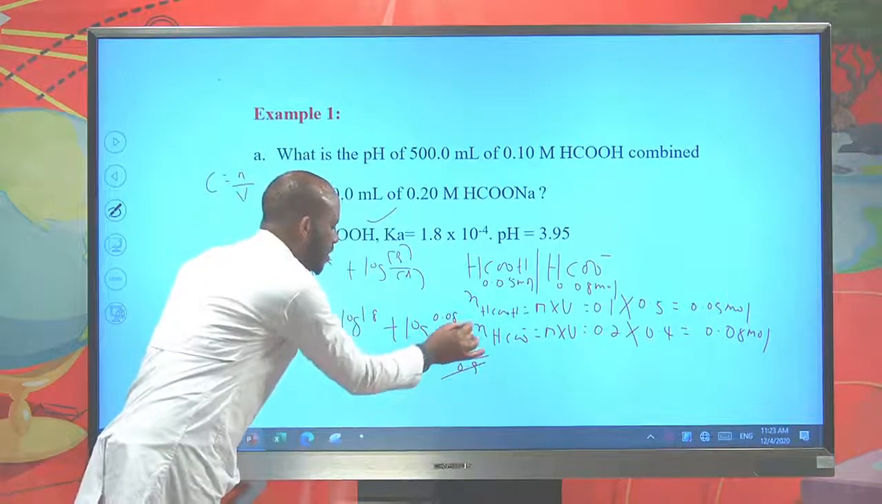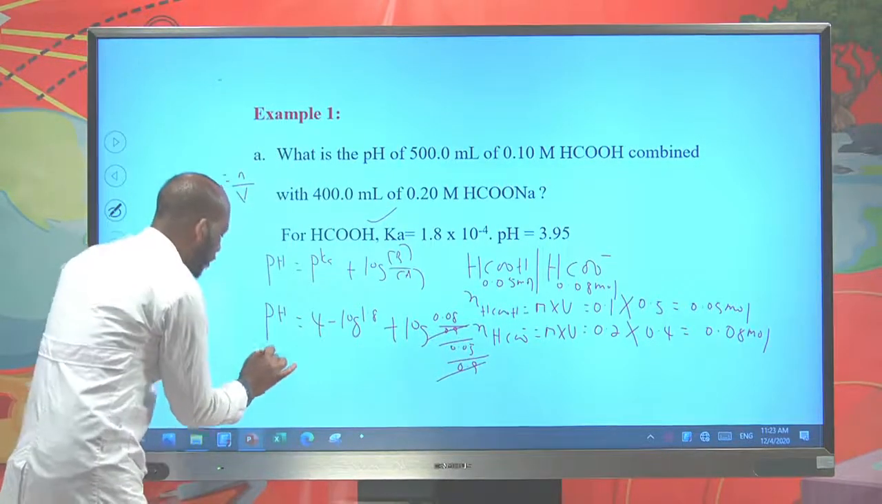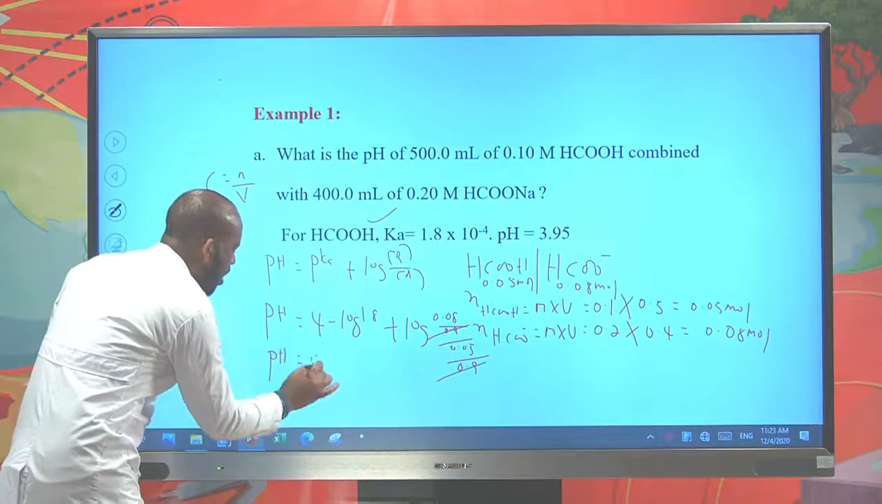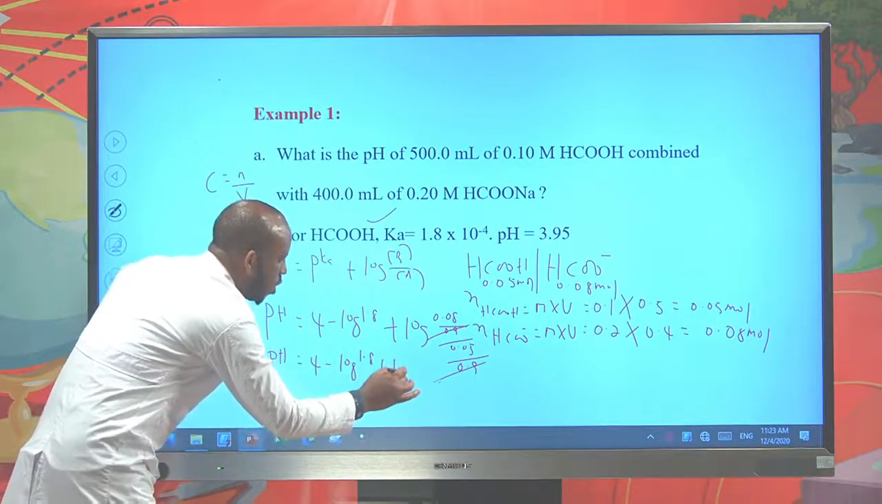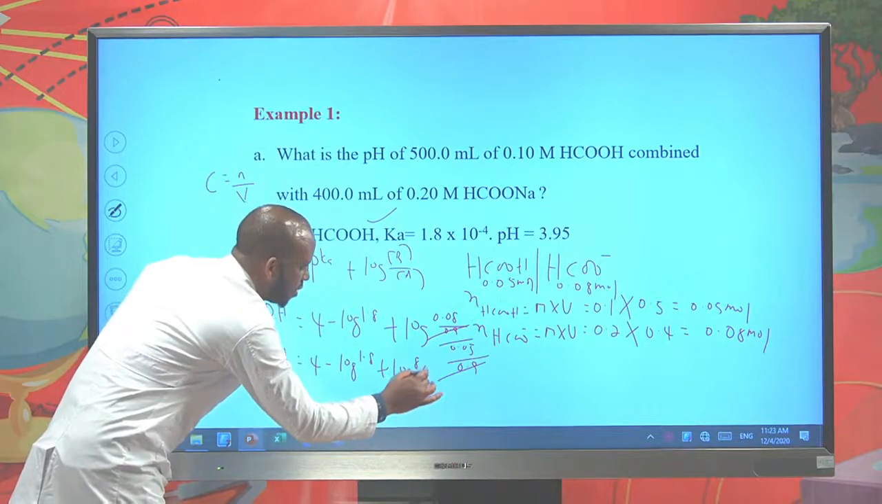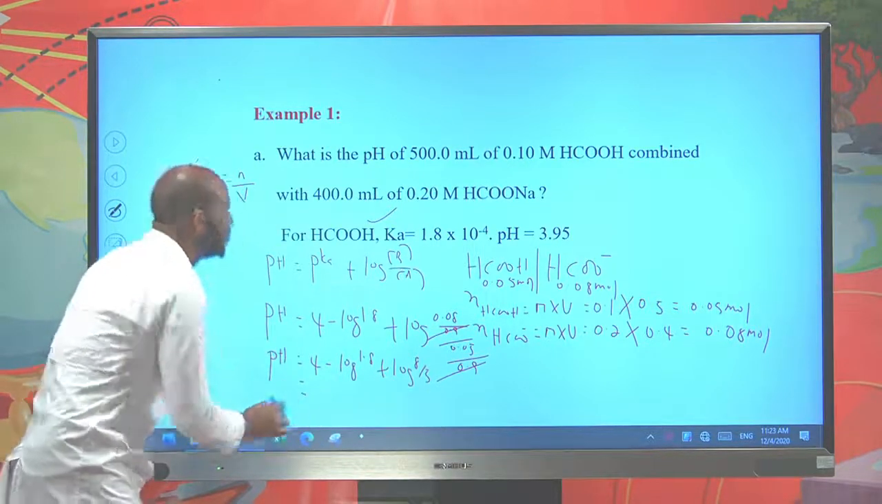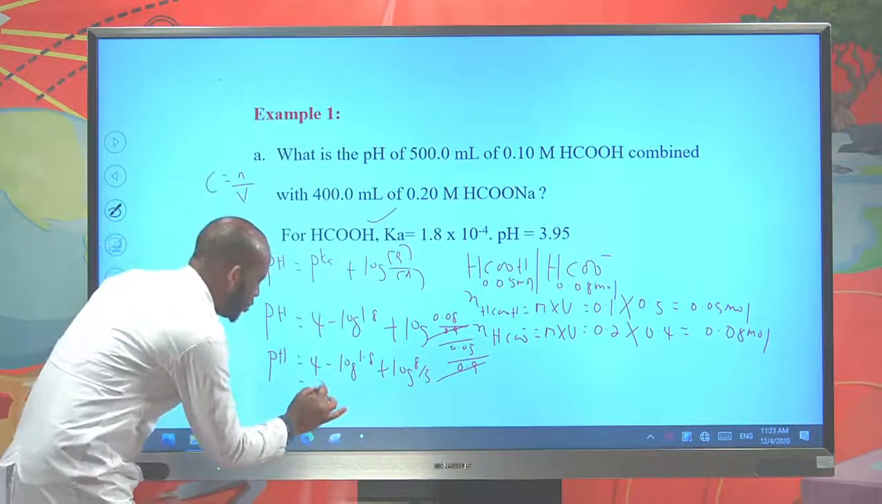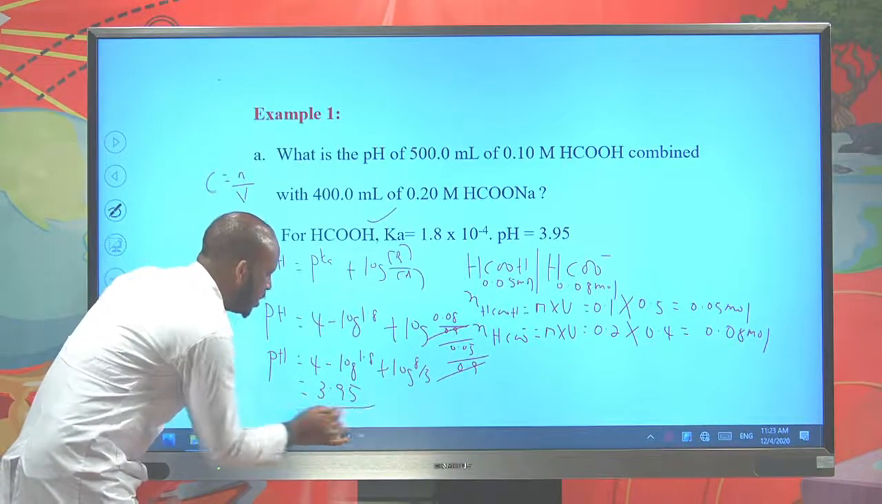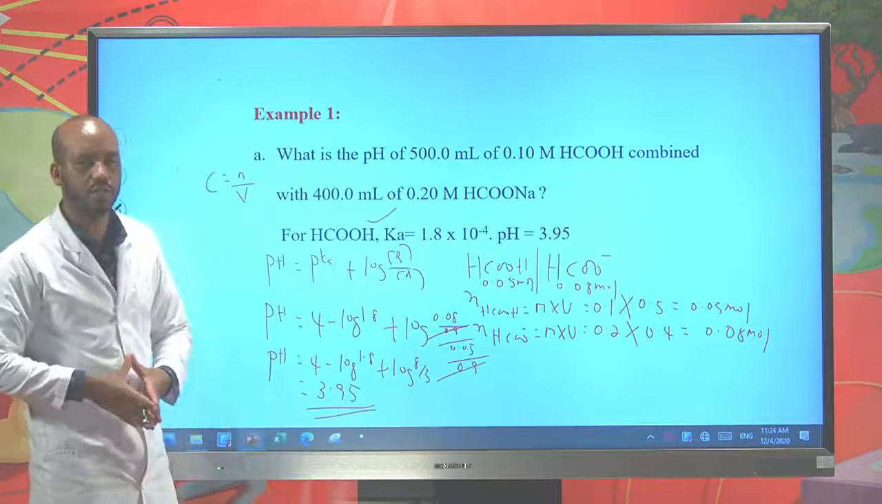Now the volumes cancel out. The pH of this solution equals 4 minus log 1.8 plus log 8 over 5, which equals 3.95. This is the pH of this buffer solution.